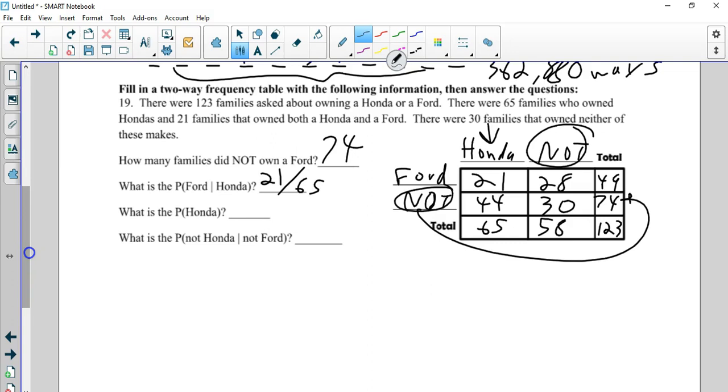What's the probability of a Honda just overall? Well, there's 65 Hondas out of 123 families. And what's the probability of a not Honda given not Ford? So not Ford means we're going here, which means our bottom number is 74. And then not Honda is 44 out of that number.